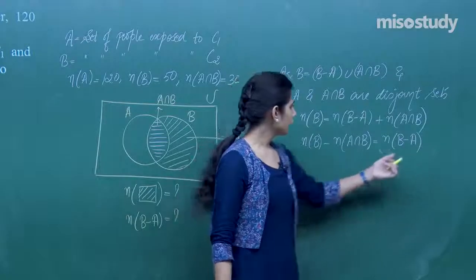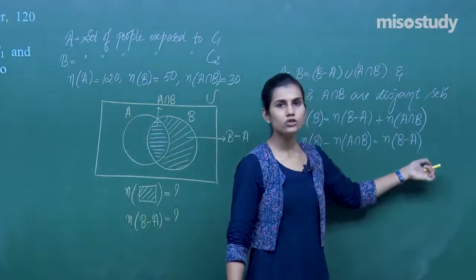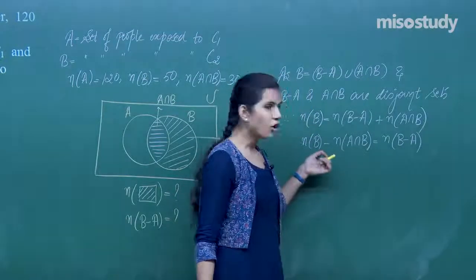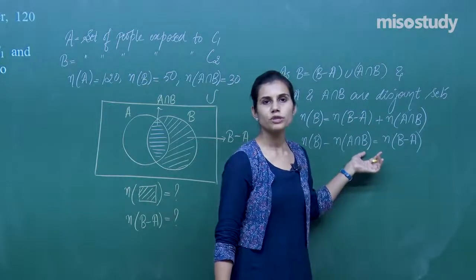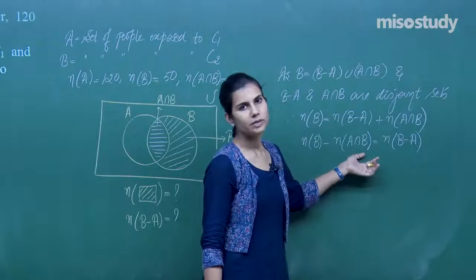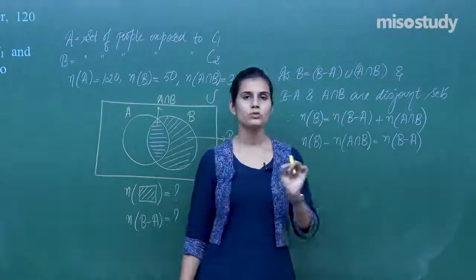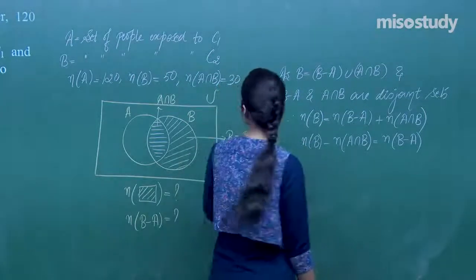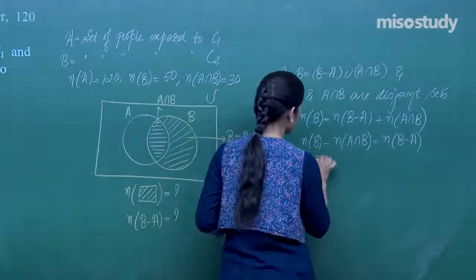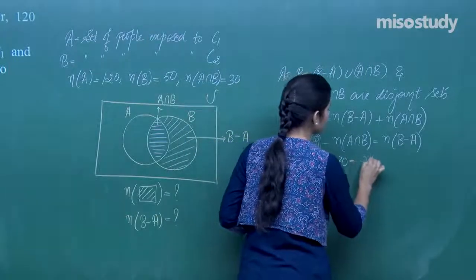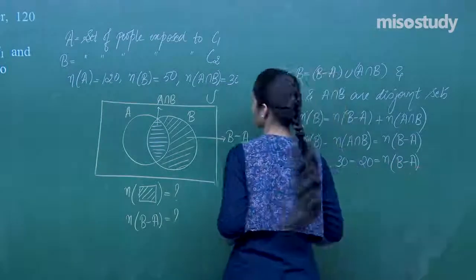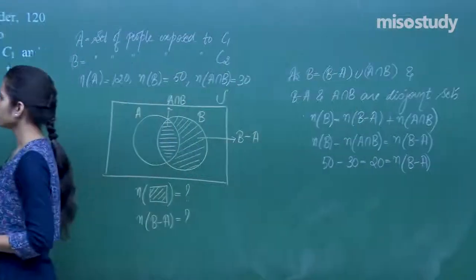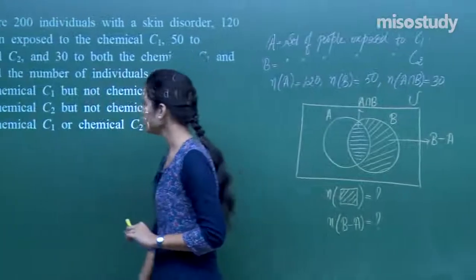To find out those people which are exposed to chemical C2 but not chemical C1, from all those which are exposed to chemical C2, I will have to remove those which are exposed to chemical C1 as well as C2. I will be left with just those which are purely exposed to chemical C2. Number of elements in set B is 50 and in here it is 30. So 20 is the number of members in B minus A. So we have found out the number of members which are exposed to chemical C2 but not C1.